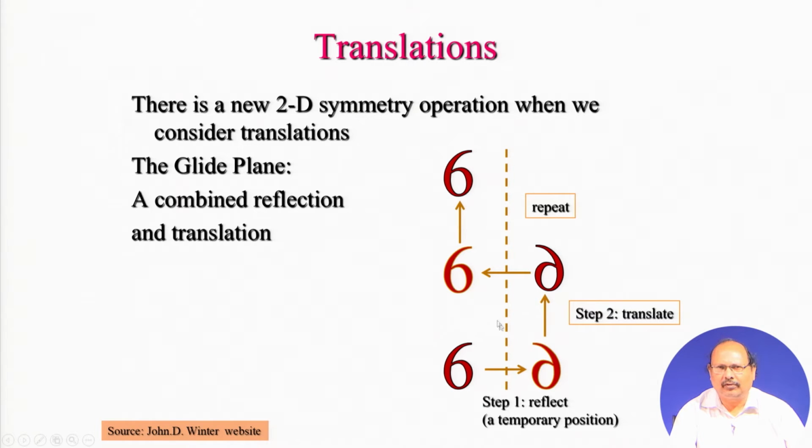So, this 6 and this inverted image of 6 are transient positions and they can be ignored. Essentially, the pattern that is developed here is 6, this inverted image of 6, and this normal image of 6. This periodicity developed due to combined reflection and translation, this operation is called a glide operation, and this plane is called a glide plane.